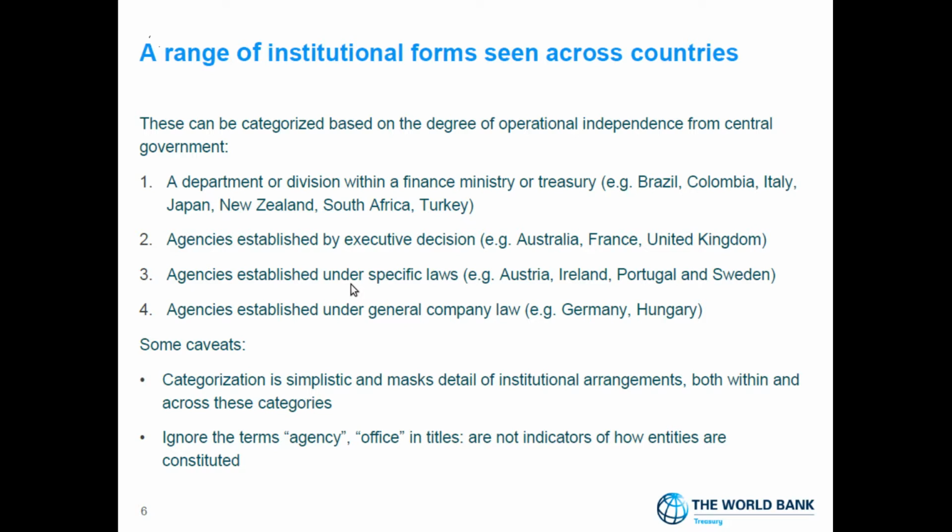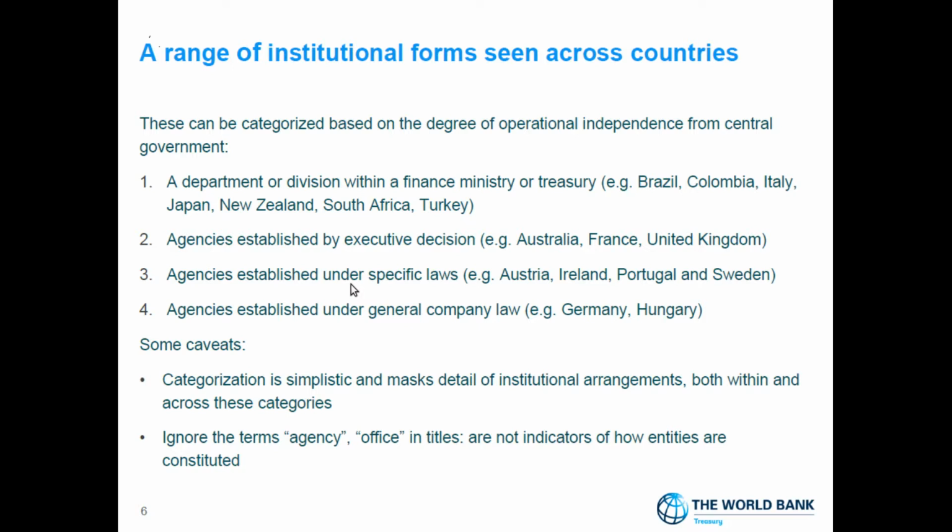First one, a department or a division within a finance ministry or a treasury. So we see this in Brazil, Colombia, Italy, Japan, New Zealand, South Africa, Turkey. So that is probably clearly least arm's length from government. There is a direct reporting line to a finance secretary, treasury secretary.